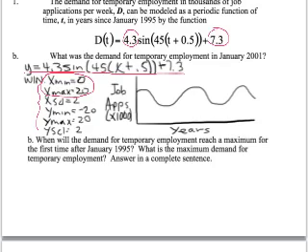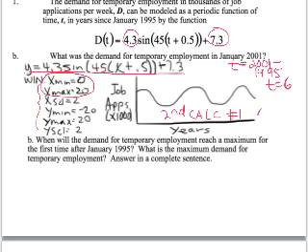Okay, so the first question that we got to answer is B. What was the demand for temporary employment in January 2001? So this is T. 2001 minus 1995 gives you a T value of 6. So this is an input-output question. And so what I did is used second calc value and then typed in X equals 6. And I like that because I get a cursor, and it's really helpful to see that cursor. And so when I found it, I got the ordered pair right here of 6, 3.32.